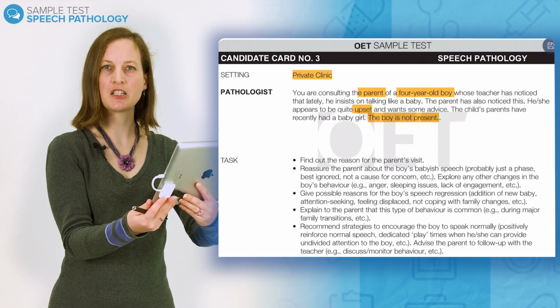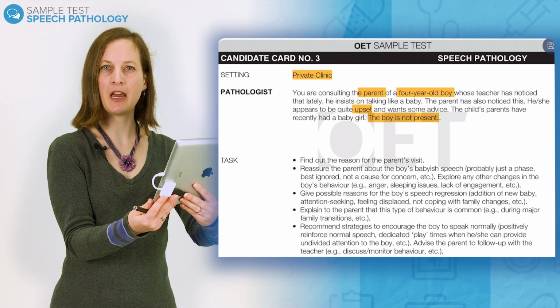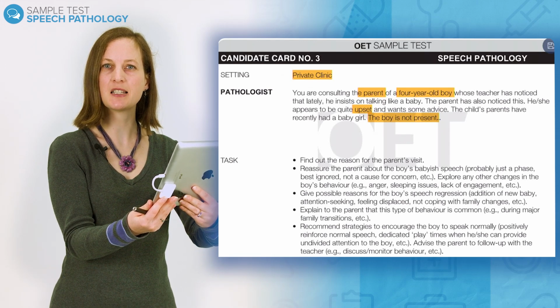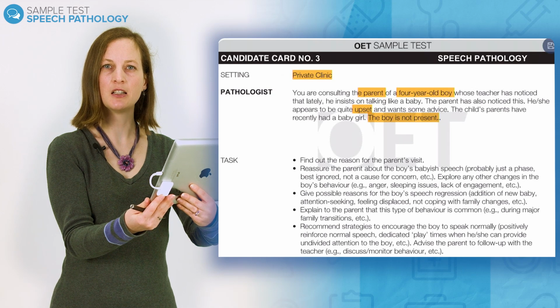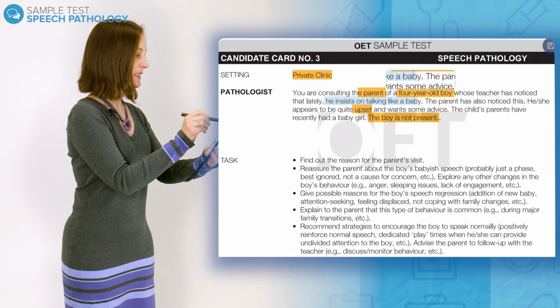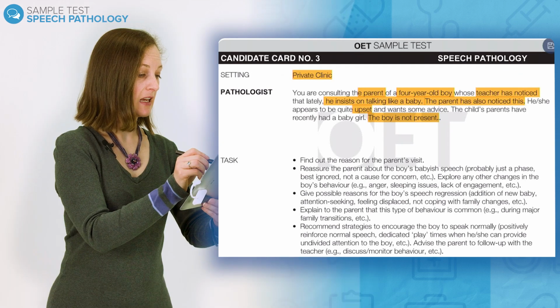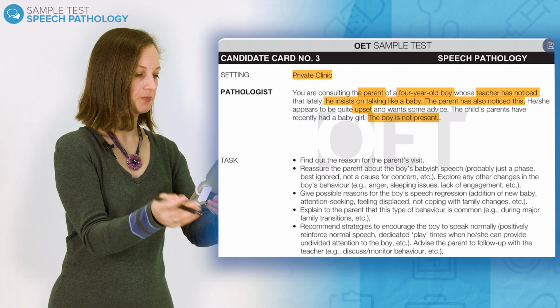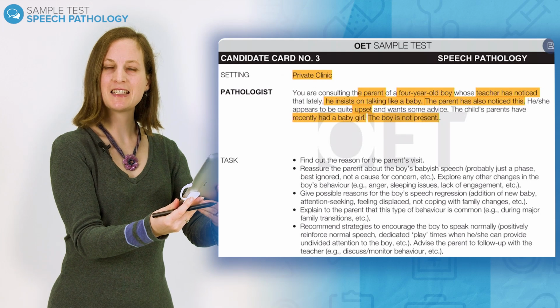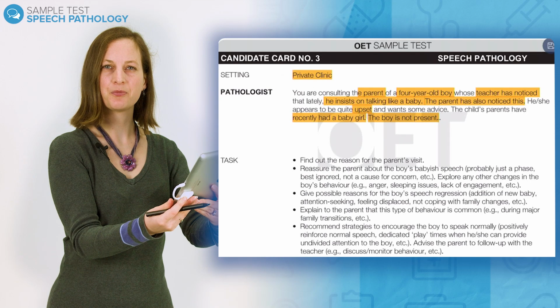Check the healthcare condition the role play will be about from the background information, as well as any useful details which might relate to how the parent will respond to questions and options I suggest during the conversation. I can see that the parent is here to find out why their son is insisting on talking like a baby, which they have noticed, as well as the son's teacher. They have recently had a baby girl. I need to demonstrate I am listening to their concerns and have some strategies to help them.